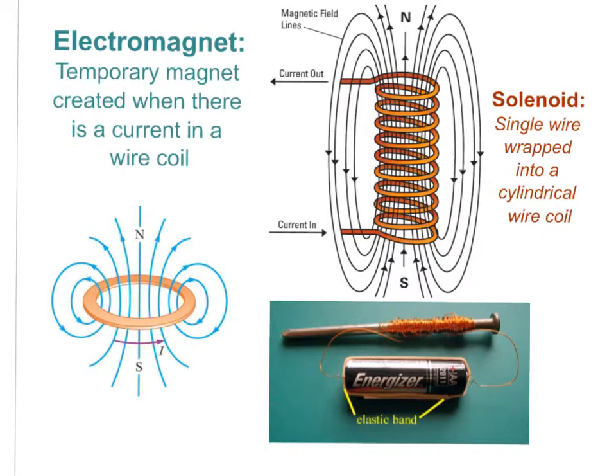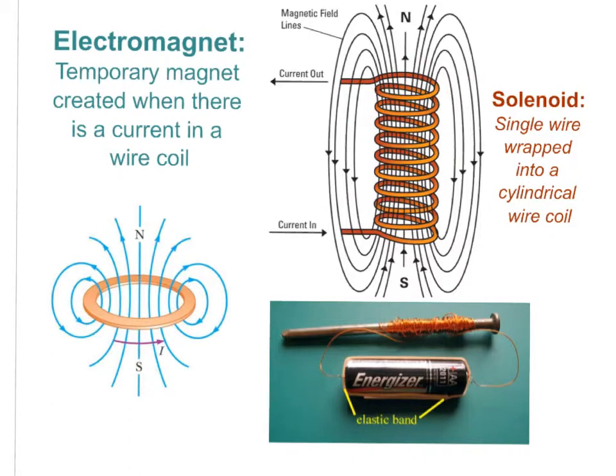In fact, if we were to make a coil like this one, we call that a solenoid, where we take a single wire and we wrap it into a cylindrical wire coil. When we create this shape and we pass current through this solenoid, the magnetic field inside the solenoid is stronger than the field inside a single loop. And the magnetic field around each loop in the solenoid adds together to form the field shown in the figure. So we call this an electromagnet.